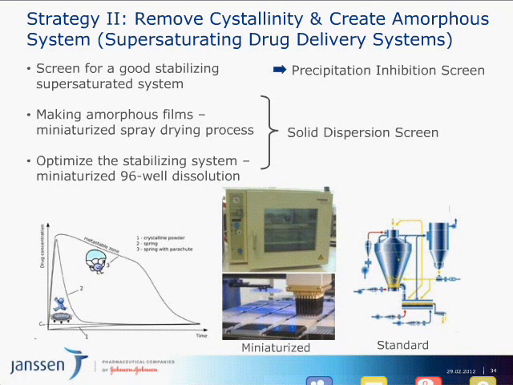After we did the precipitation inhibition screening, we're going to perform a solid dispersion screen. This is a miniaturized screen for the spray drying experiment. So it's what you see over here, the spray dryer, but we do this miniaturized in our platform. After that, we are also going to perform dissolution on this miniaturized solid dispersion screen.